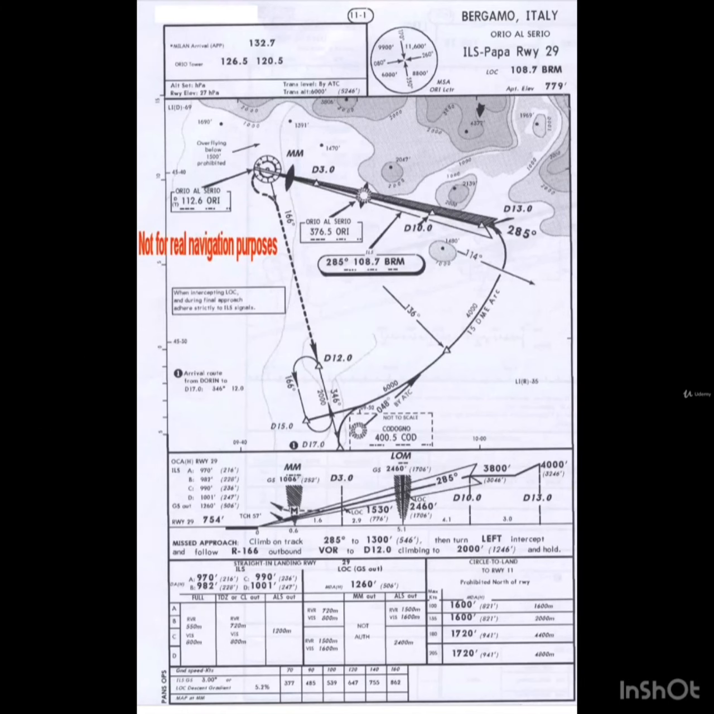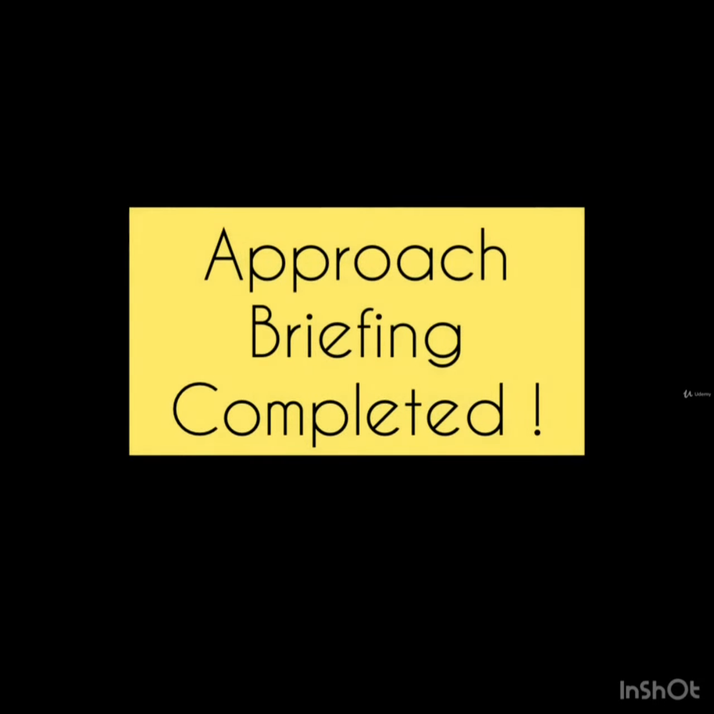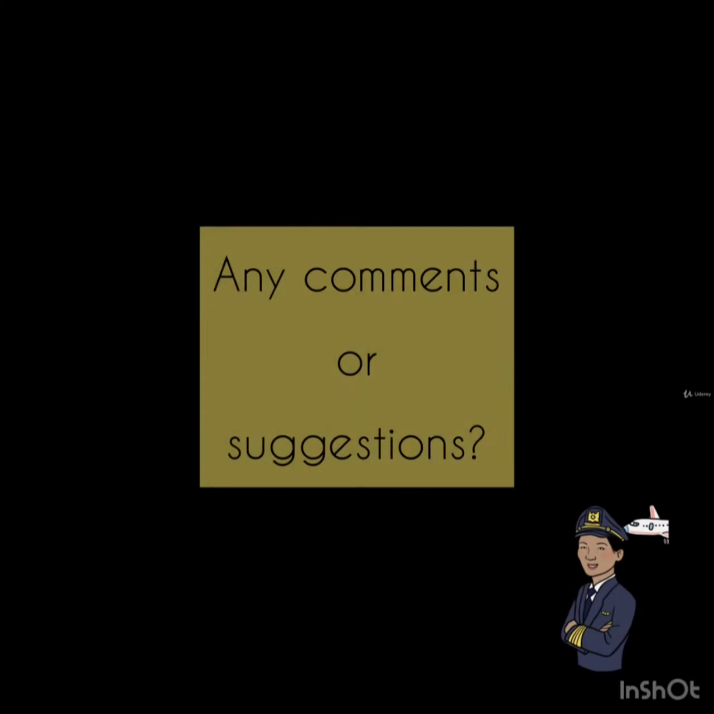The error must be identified and mitigation briefed. At this point, the approach briefing is completed and the pilot flying asks the pilot monitoring if there are any comments or suggestions.